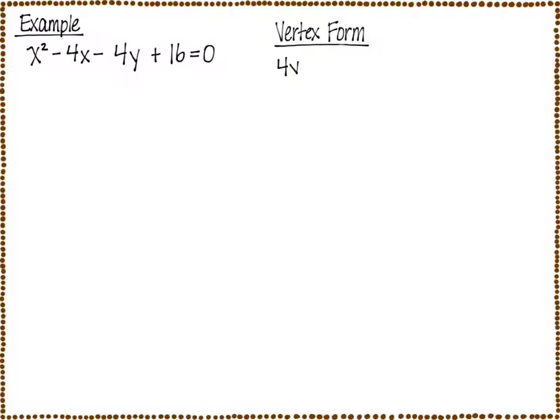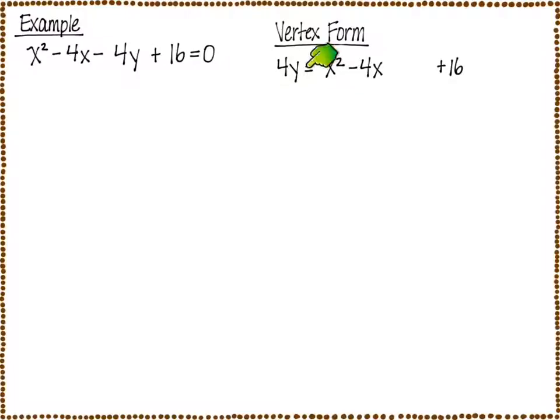Let's look at some examples. In example 1, we have this equation that is that of a parabola. We know it's a parabola because while we have an x squared, we don't have a y squared anywhere in this equation. So I know this is going to be an equation of a parabola. What I need to do is write this in vertex form. So I'm going to be completing the square.